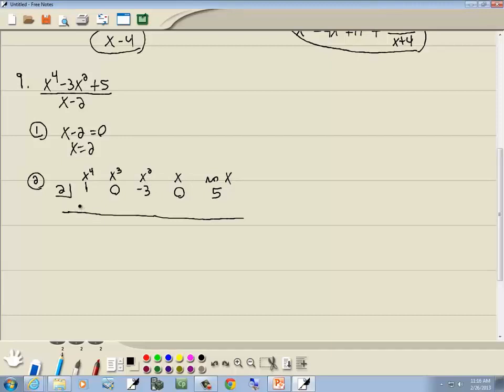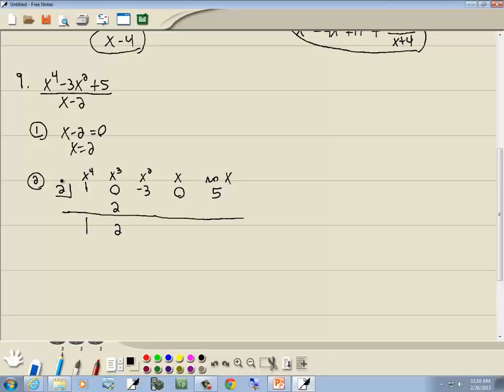Well, now we want to go through a series of adding and multiplying over and over until we're done. Start at the far left column. 1 plus nothing is 1. Now we're going to multiply. You always multiply by the number up in the box, by the number you put down here. 2 times 1 is 2. Put it here. Then we want to add. 0 plus 2 is 2.